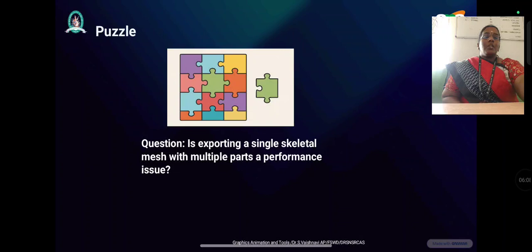So this is a puzzle question. How will you explore a skeleton mesh with the multiple parts for its performance issue?